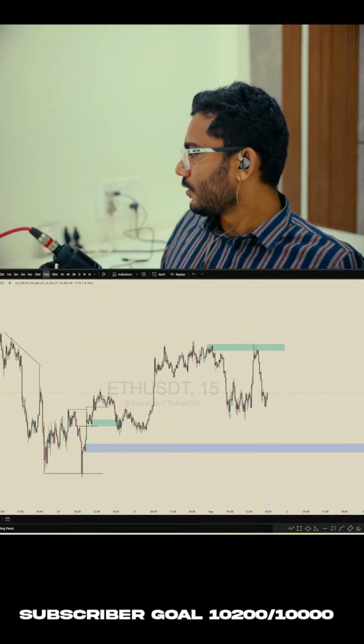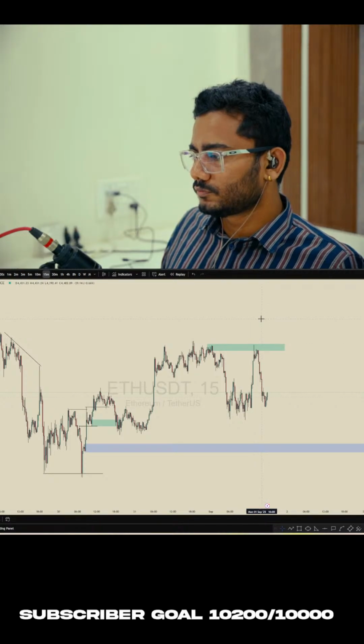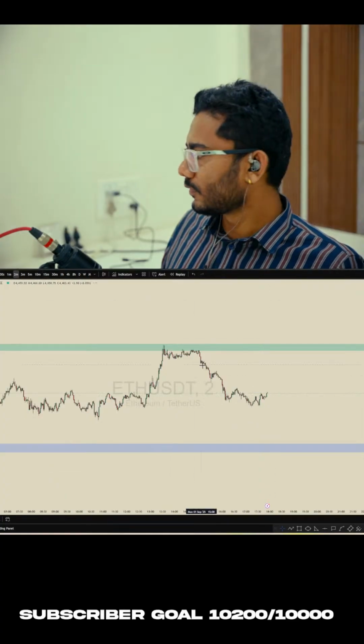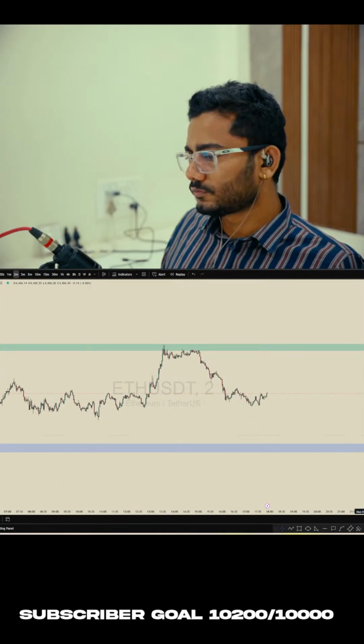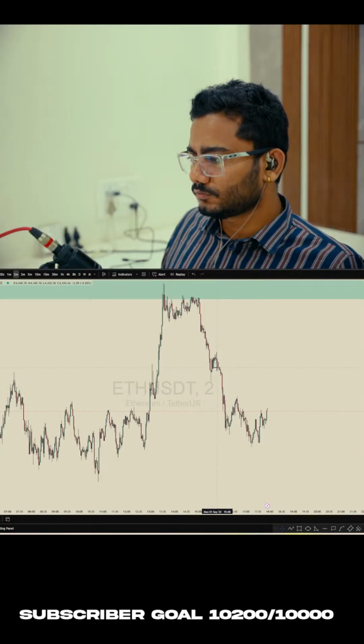Ethereum reacted downside at price 4421. Why 4421?